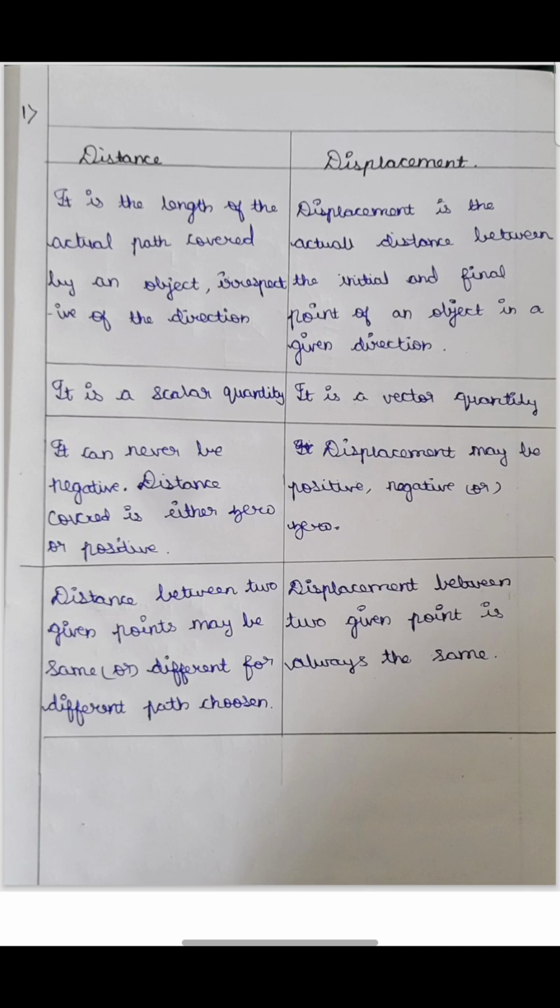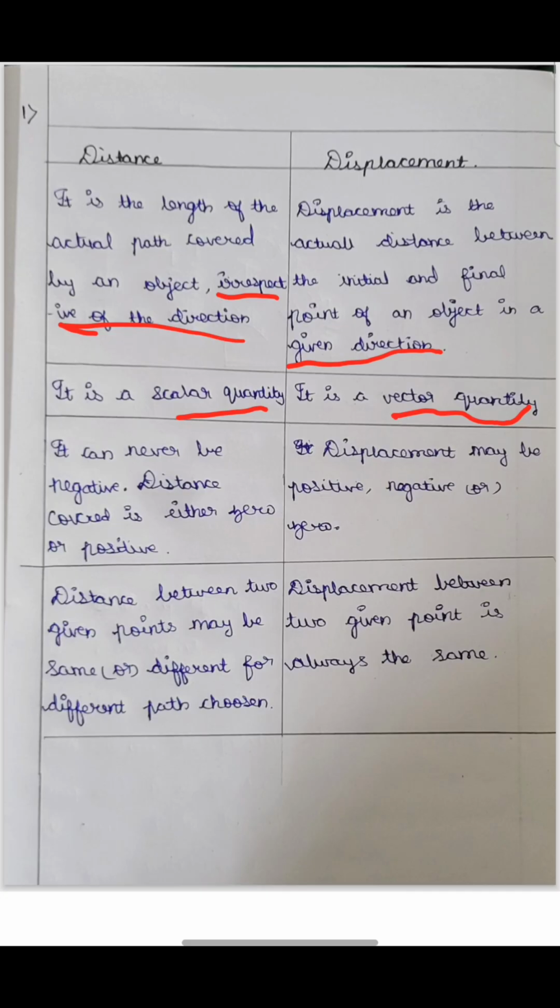The next point is that since distance is irrespective of direction, it is a scalar quantity, and displacement is in a given particular direction, so it is a vector quantity. The third point is that distance can never be negative. Distance covered is either 0 or positive. So the values of the distance will either be 0 or positive. It can never be a negative value. Next one is the displacement. Displacement can be either negative, positive or 0.